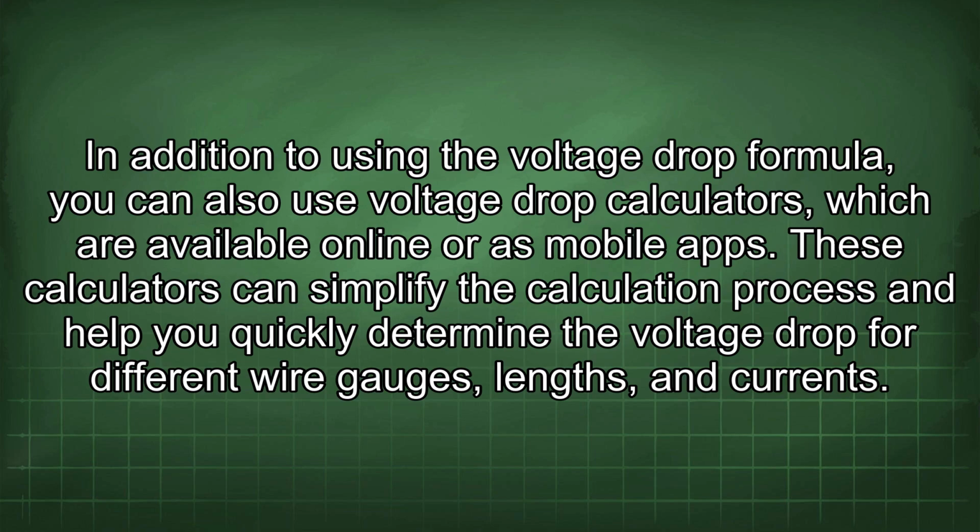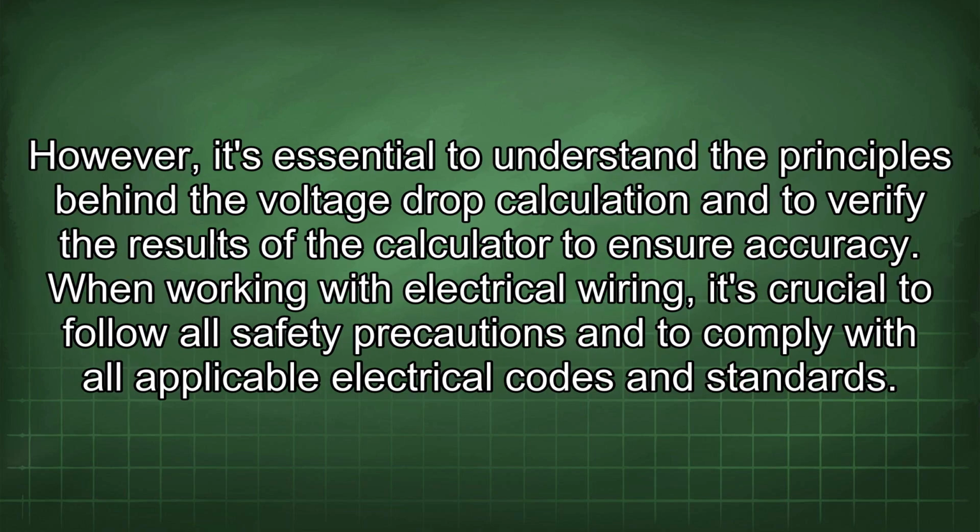In addition to using the voltage drop formula, you can also use voltage drop calculators, which are available online or as mobile apps. These calculators can simplify the calculation process and help you quickly determine the voltage drop for different wire gauges, lengths, and currents. However, it's essential to understand the principles behind the voltage drop calculation and to verify the results of the calculator to ensure accuracy. When working with electrical wiring, it's crucial to follow all safety precautions and to comply with all applicable electrical codes and standards.